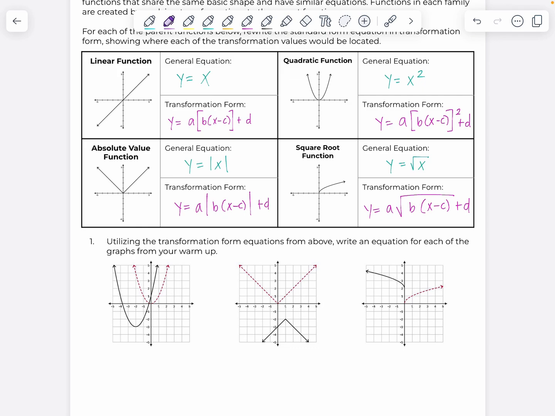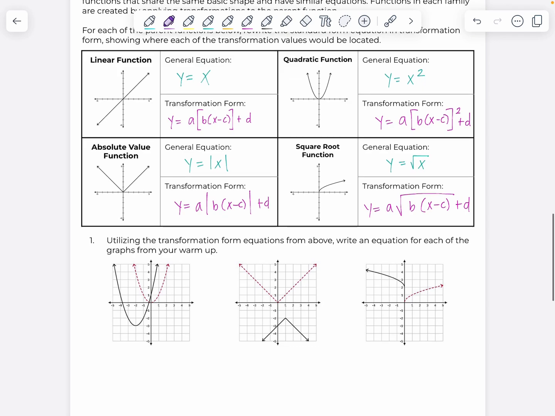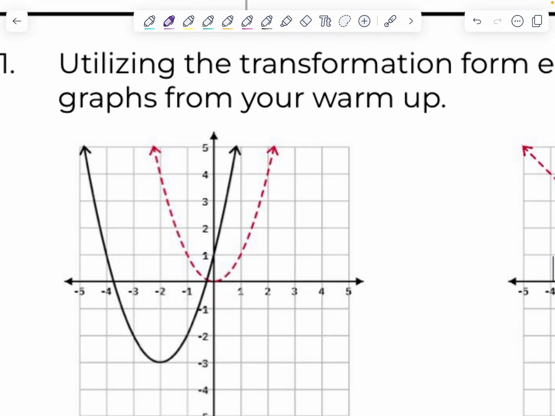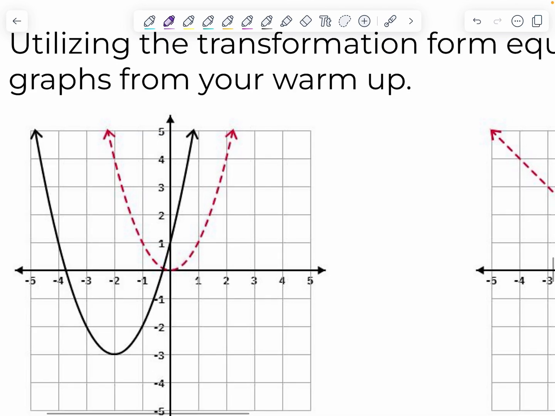In the first question with the parabolas, you should have identified that to get from the red to the black, you are going to move to the left 2 units, 1, 2, and down 3, 1, 2, 3. So the shape of this graph did not change. The shape is the same.